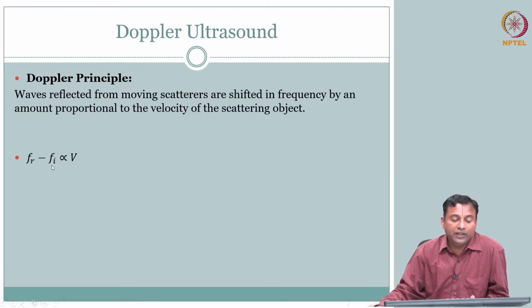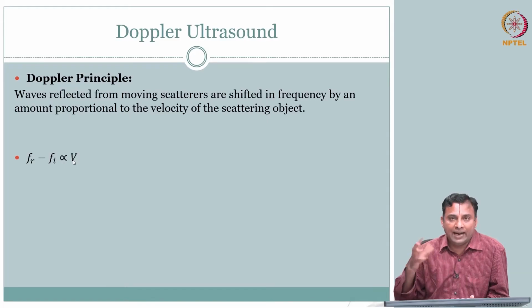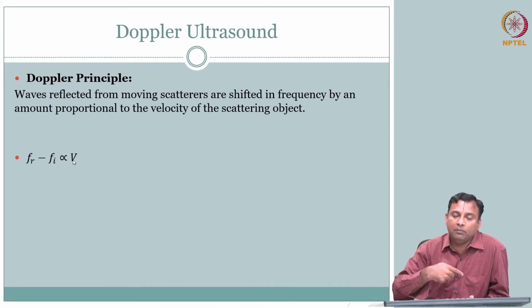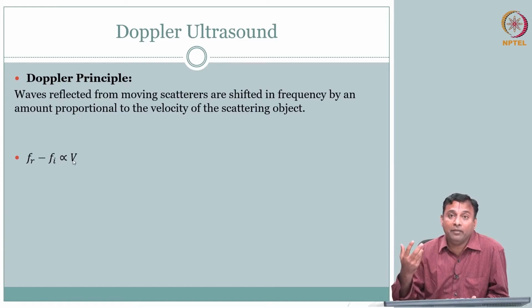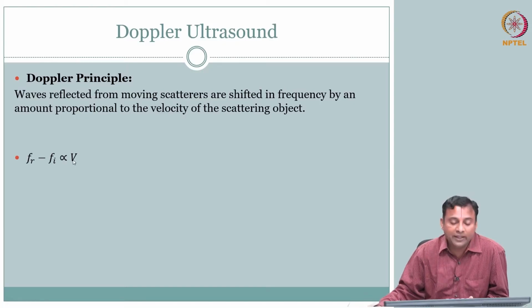So the difference between them is proportional to the velocity, right? If I can measure this, then somehow I can get an idea of an object that is moving with a velocity v. This is cool, right? I can sit outside, send a frequency in, receive a frequency, analyze it, and tell that something is moving with a certain velocity. In our case, it is going to be mostly blood. It is a very cool, neat principle that is exploited here.